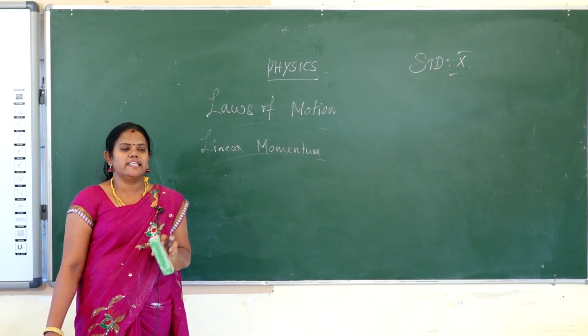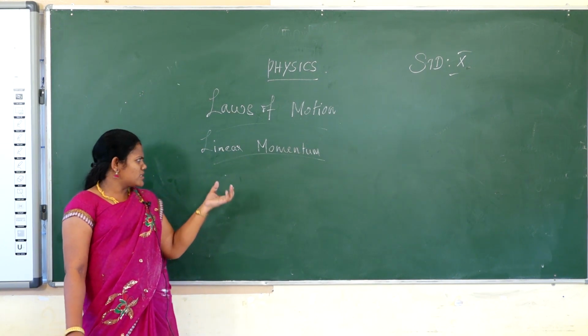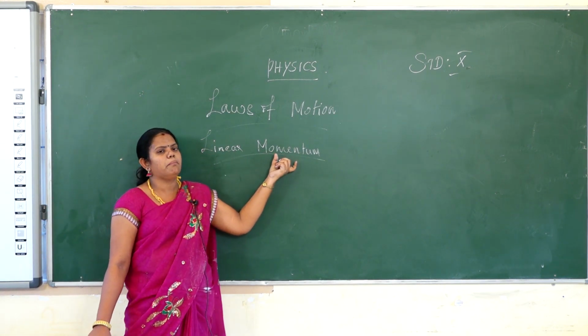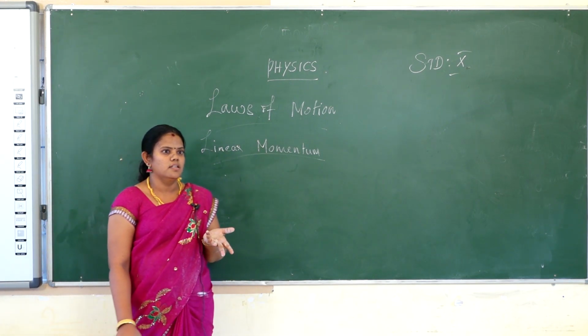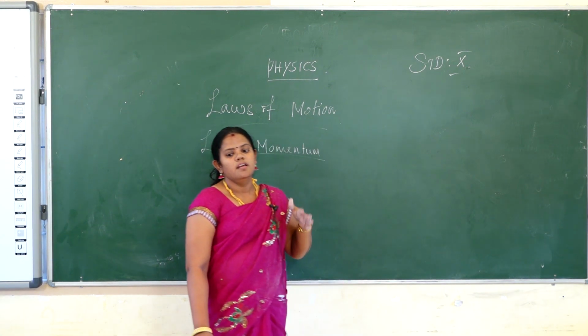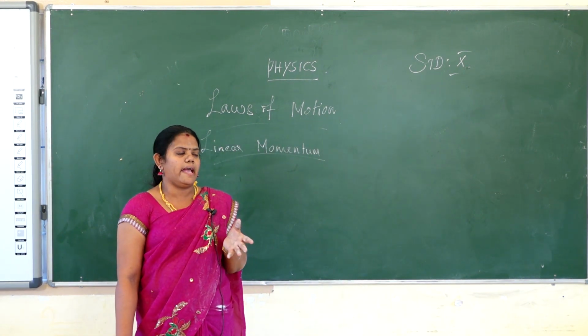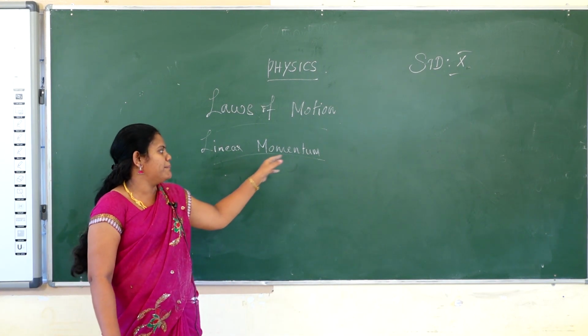Okay, next I will tell one simple definition, that is linear momentum. What is the meaning of linear? What is the meaning of momentum? Linear means line-wise, and momentum means movement. If I move from one side to another, without forming any angle, moving in a straight line, that is linear momentum.